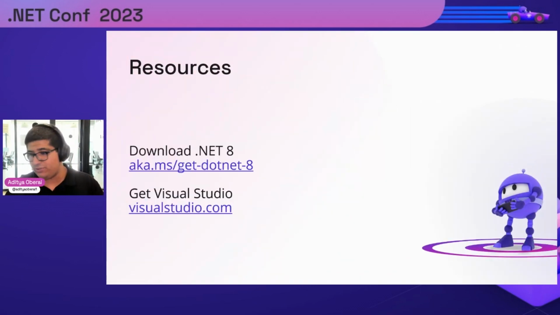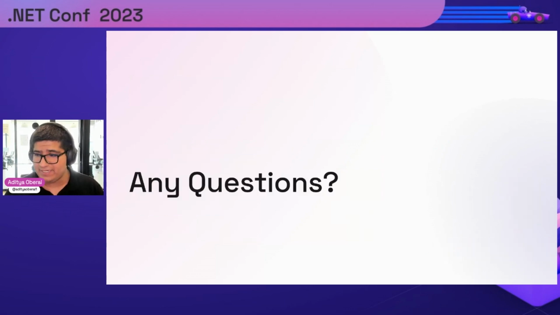Now, a couple of things you should do, of course, post this talk if you want to build this from scratch is please download .NET 8 and grab Visual Studio. They are the ideal environments for you to continue building .NET applications. Although if you're not on a Windows environment, like for example, if you're in a Linux environment, you can also use VS Code along with the C# Dev Kit to do so. And that is about it for me. Do we have any questions at this point?